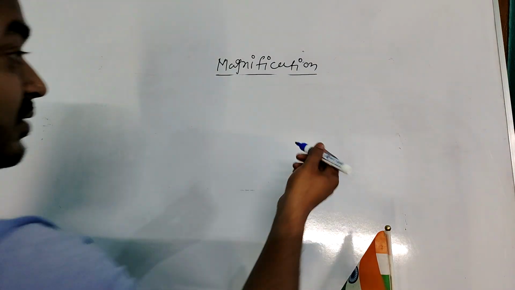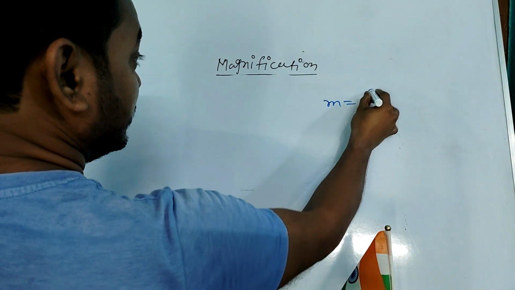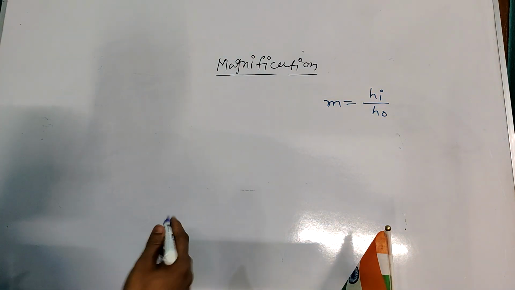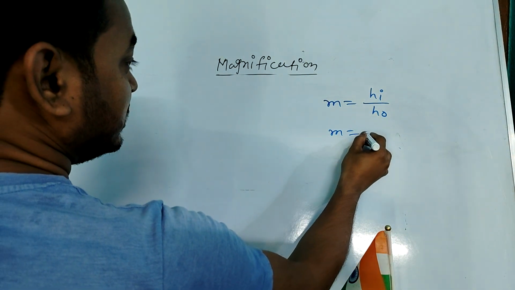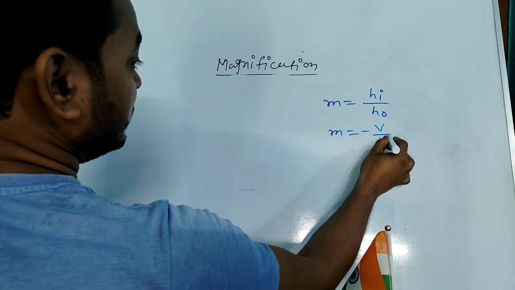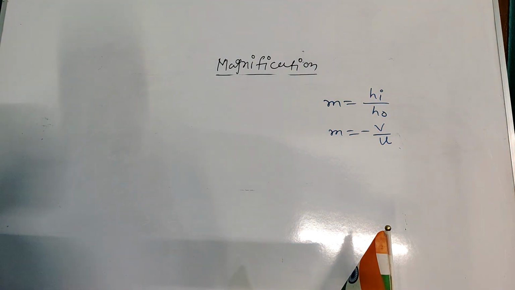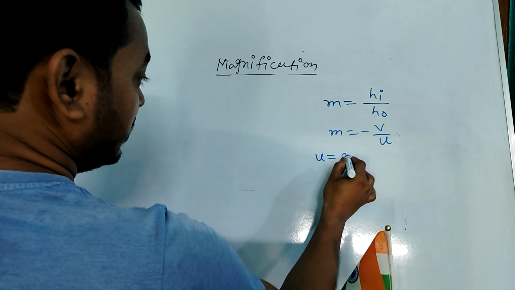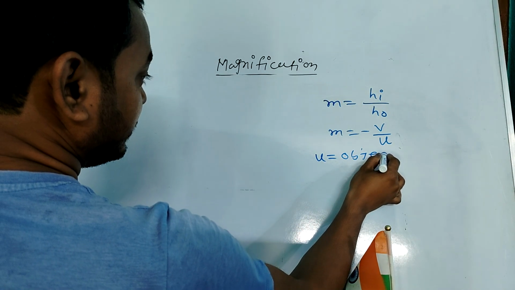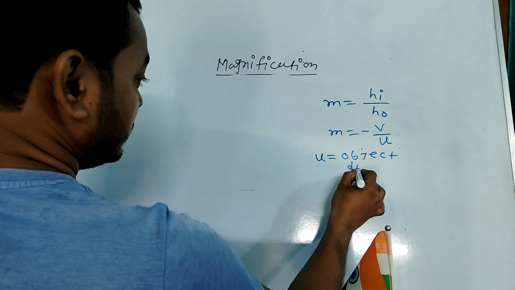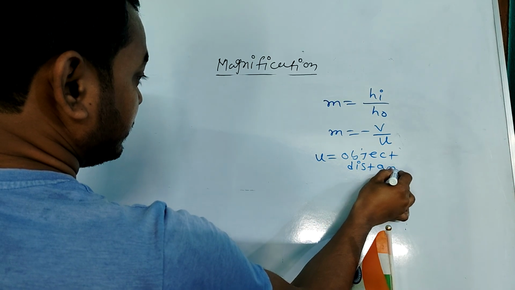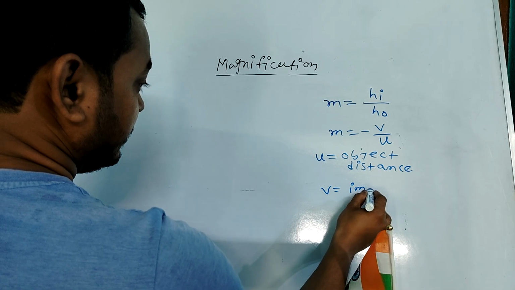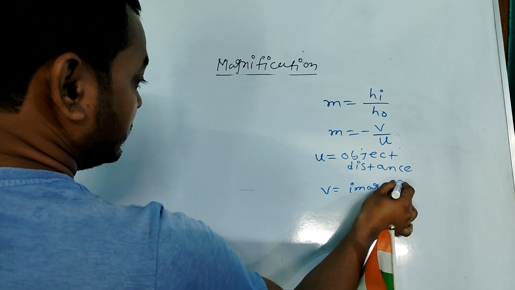Now next, magnification. So we have one formula, m is equal to height of the image by height of the object. Another, magnification is equal to minus v by u. So what is v and u? u is the object distance, and v is the image distance.